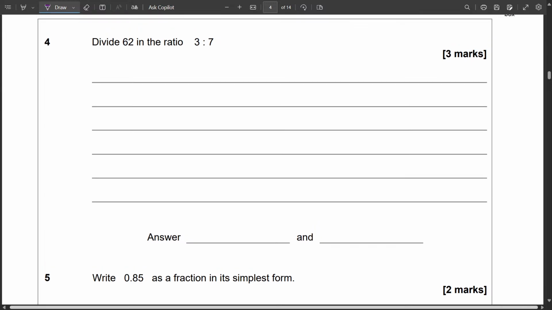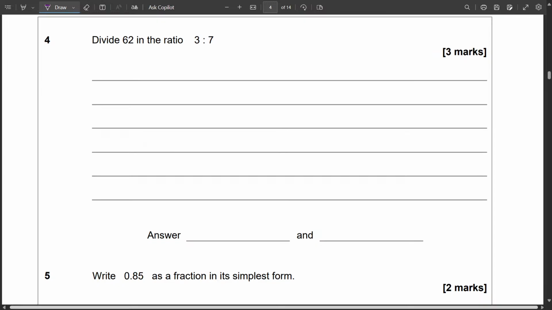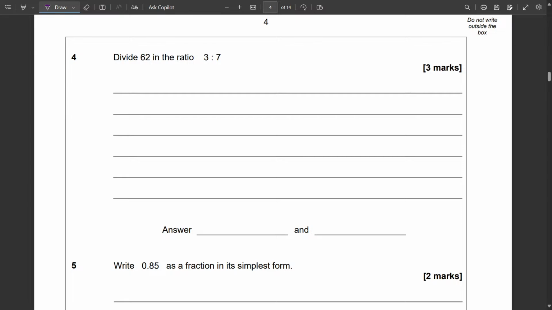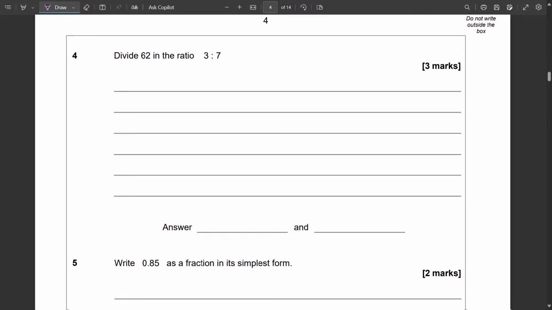Divide 62 in the ratio 3 to 7. Just bear with me a few minutes. This is a very similar question to what we just did earlier, because these are all grade 3 questions. So it is likely that all of these questions are going to be slightly similar. These are all non-calculator papers, and these are the common ones that come up every time.